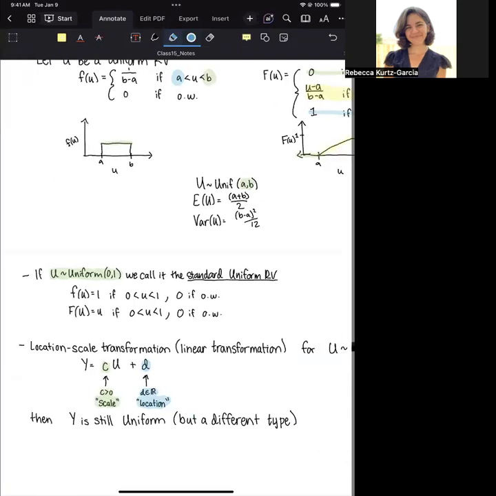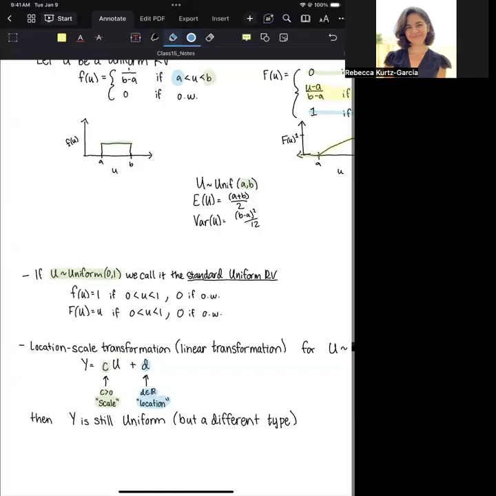Now, just about every random variable can have a location scale transformation, but what makes it particularly interesting for a uniform random variable is that no matter which scale and location term we are using to transform this variable, the new variable will still be uniform. This is not a property that all named distributions have, and it's not a property all continuous named distributions have. It's just a handful of distribution families that will have this property, and uniform is one of them.